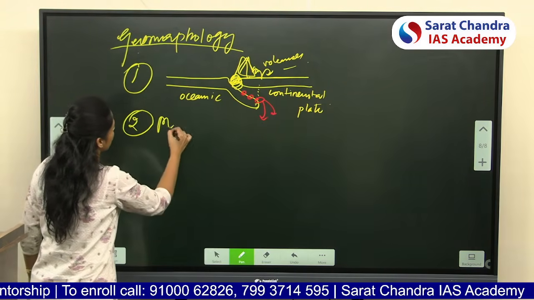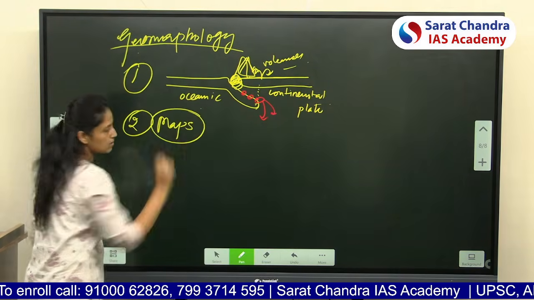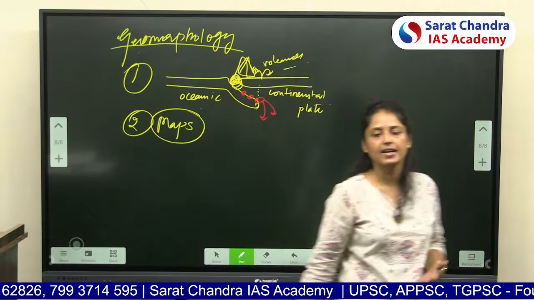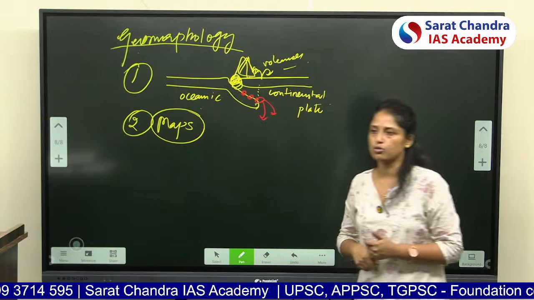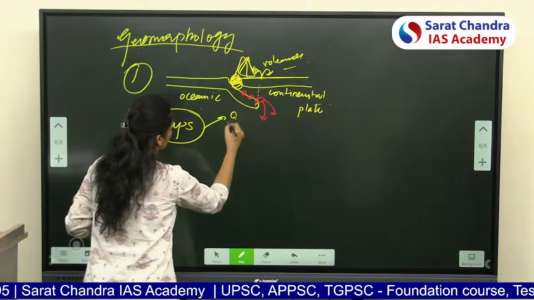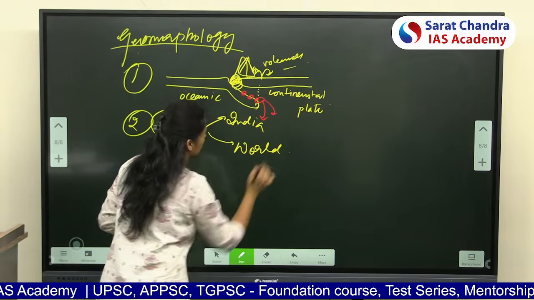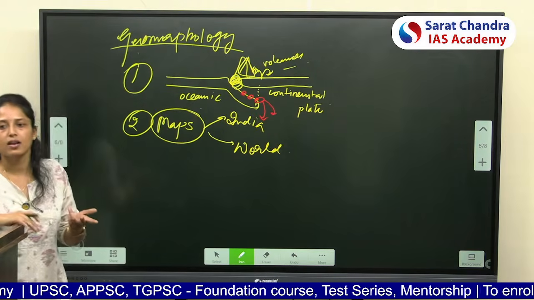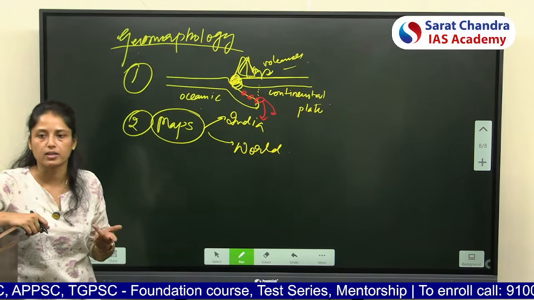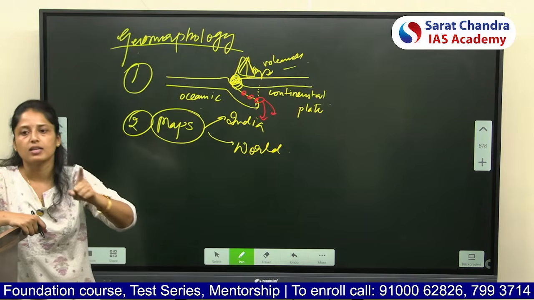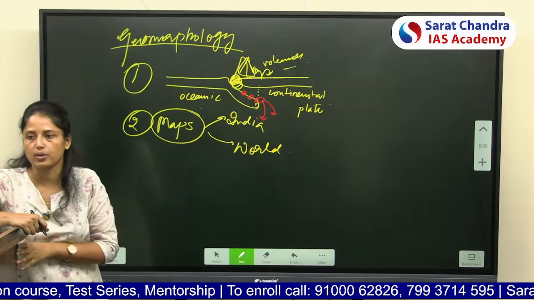Second thing, I am talking about the maps. So for any geographical phenomena, have a basic idea of India also and of the world also. So here have a basic idea of India and then have a basic idea of the world. How? For example, if I talk about earthquakes, then make a map of India and locate on that map which areas are more prone to earthquakes.